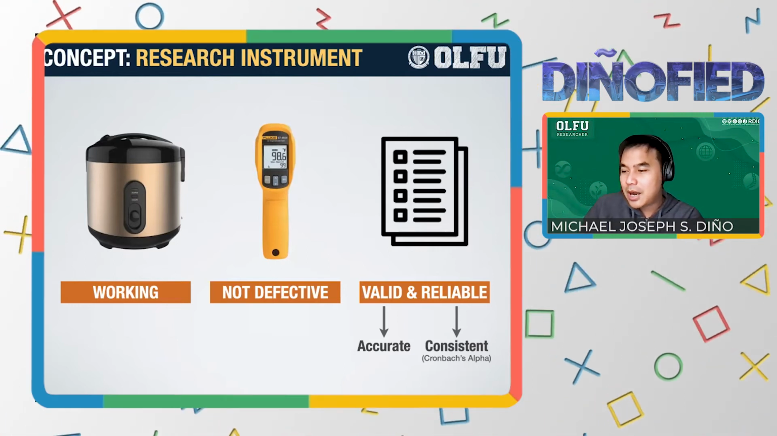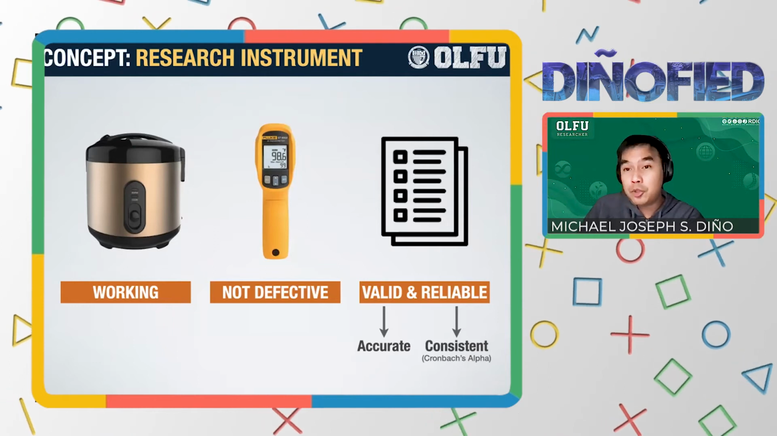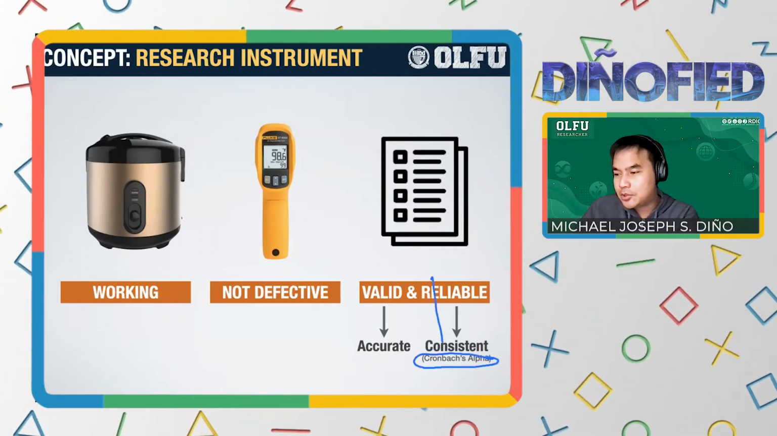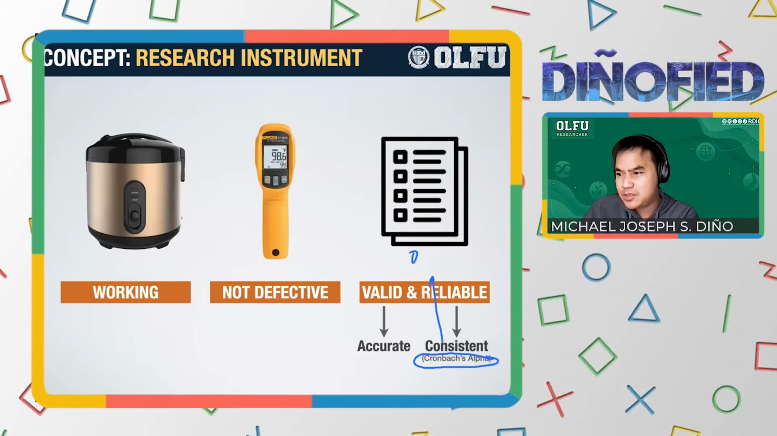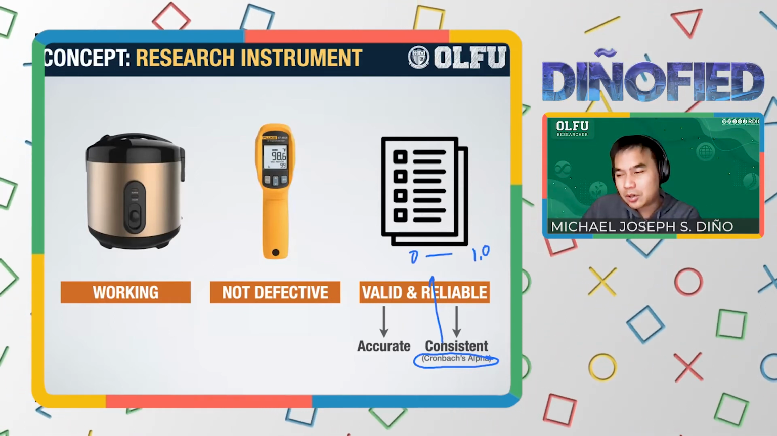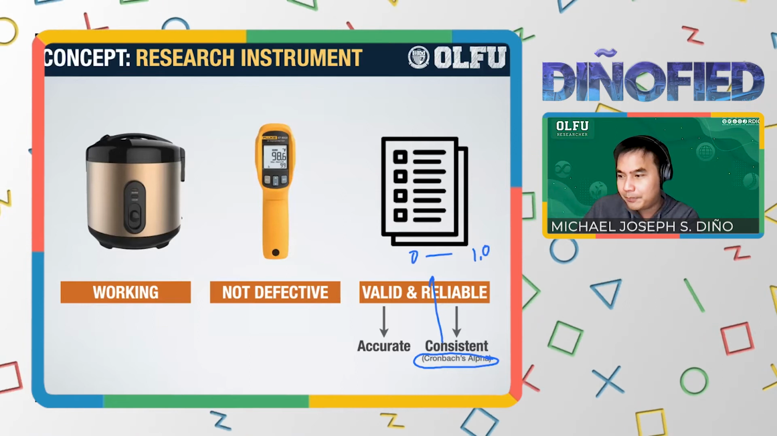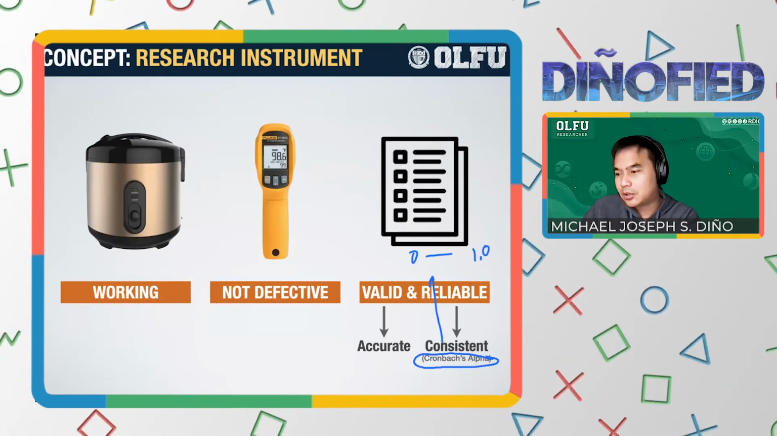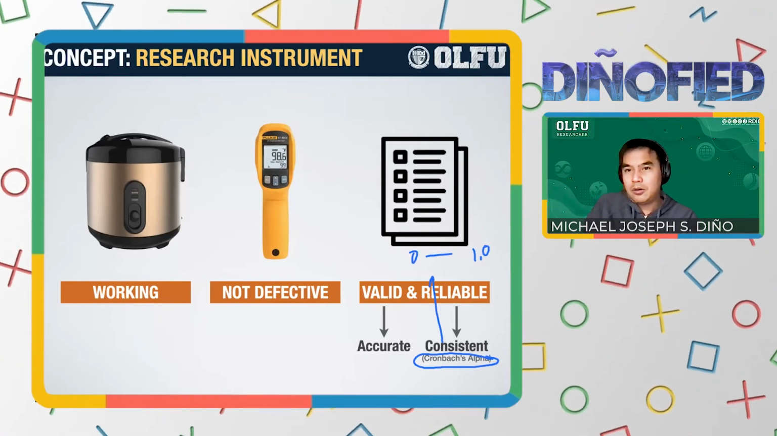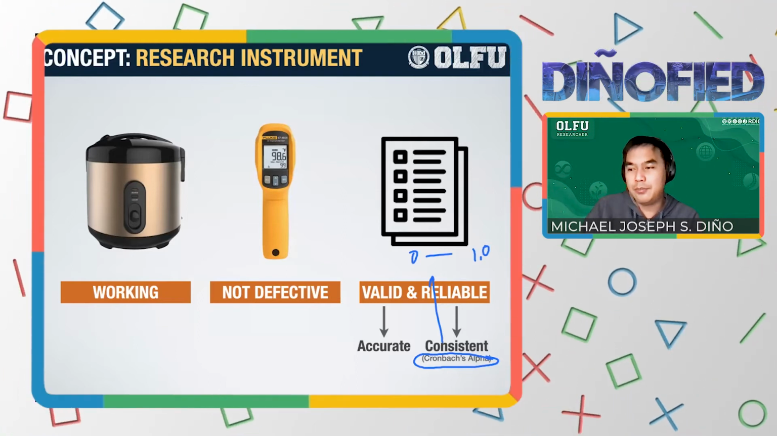Let's take a look. Cronbach's alpha is a value that is computed from the questionnaire to know if it is reliable. Its value is between 0 and 1.0. The acceptable Cronbach's alpha score for me is 0.75 and up. So when the reliability or Cronbach's alpha score of a questionnaire is 0.75 and up, or 75%, that is considered for me as reliable.